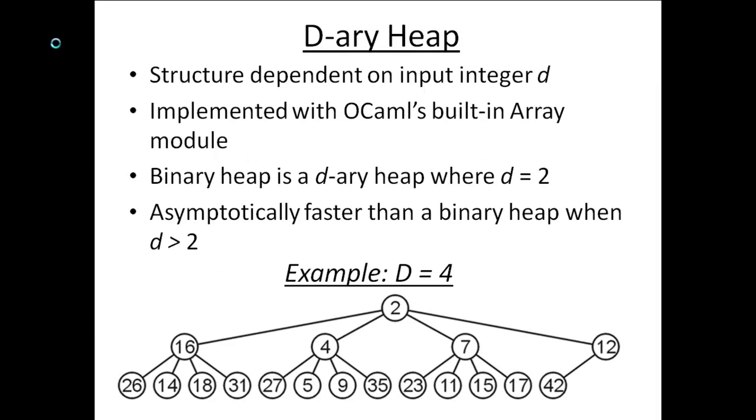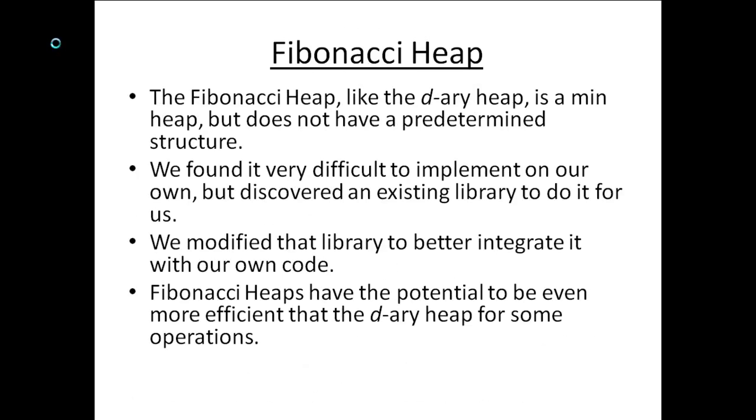A d-array heap is the basis for our d-array queue using Dijkstra's algorithm. The structure of a d-array heap is dependent on the arbitrary number d. We use d equals 4 in our testing. For example, a binary heap is a d-array heap where d equals 2. We chose to implement the d-array heap because it is supposed to be asymptotically faster than a binary heap.